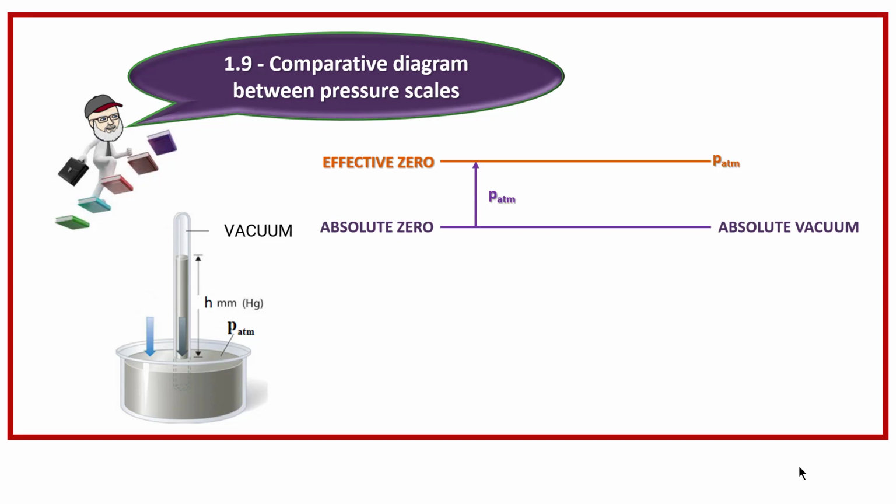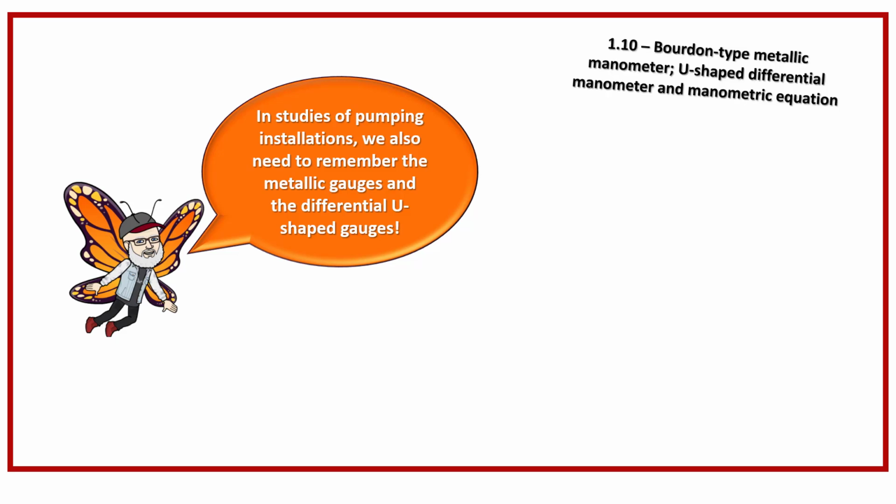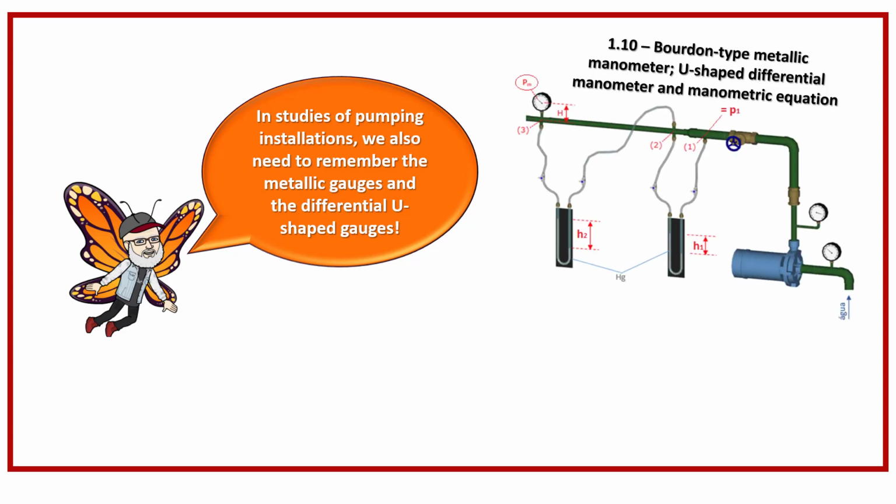Let us now consider a point A and represent its effective pressure and its absolute pressure. Note that the absolute pressure is the effective pressure plus the barometric pressure. Important. Barometric pressure depends on temperature and location. In studies of pumping installations, we also need to remember the metallic gauges and the differential U-shaped gauges. Bourdon-type metallic manometer. U-shaped differential manometer and manometric equation.